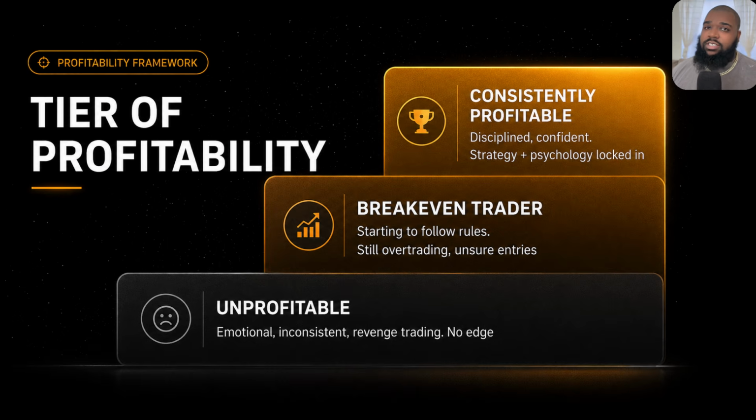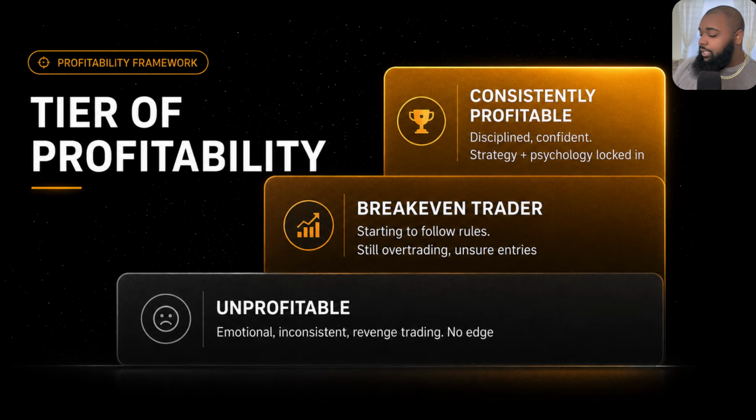All right, so here are the tiers of profitability. This is essentially what people will go through when they start their trading journey. So they'll start off as unprofitable, where they're trying to figure out what the heck is even going on. That is probably you right now. You are unprofitable, and it's okay. We're going to fix that. So you are unprofitable, you're emotional, you're inconsistent, you're revenge trading, and you have no edge.